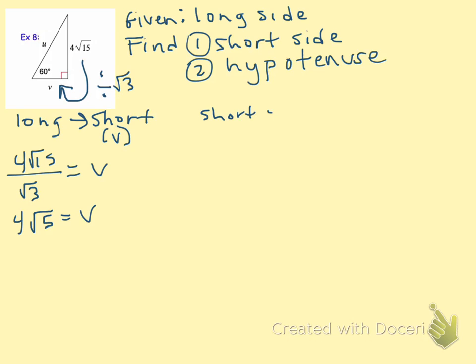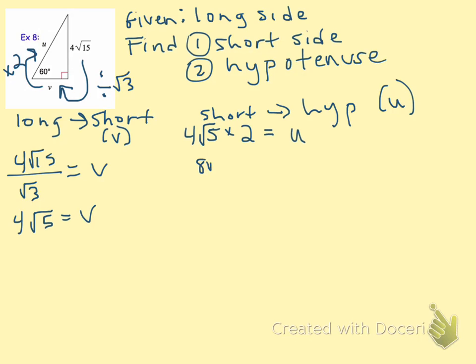Now we want to go from the short side to the hypotenuse. Again, I can't stress enough how important it is to always go from the short side. So we take 4 radical 5 times 2, because to go from short side to hypotenuse, we multiply by 2. So 4 radical 5 times 2 is 8 radical 5. The outsides multiply together, and the 2 doesn't have a radical. So 4 times 2 is 8. The radical 5 gets dragged along, and that equals u.